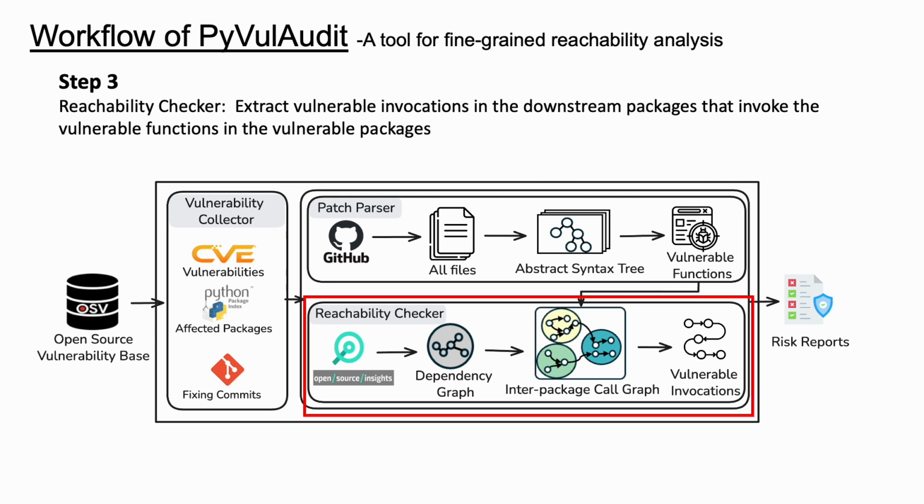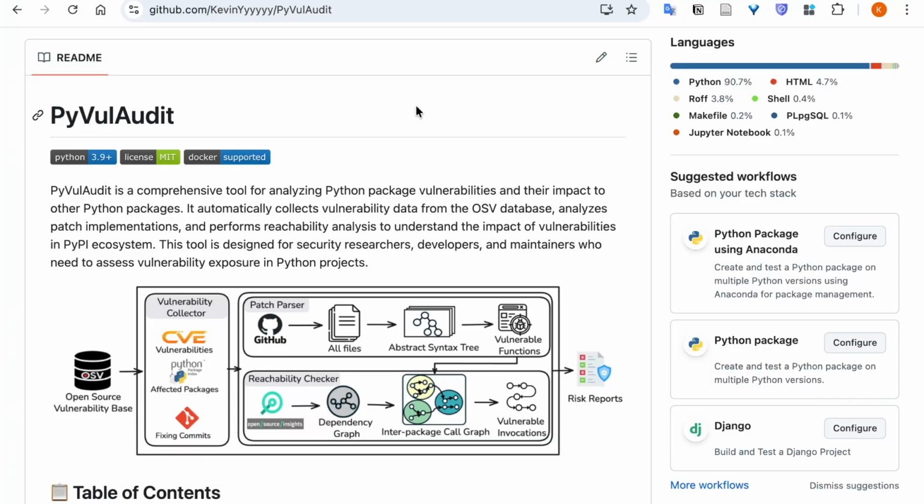In the last step, the reachability checker performs both package level and function level analysis. For each vulnerable package, it first retrieves dependents by using OSI API, then it installs them in an isolated Docker environment and constructs an inter-package call graph. Finally, it performs function level analysis to extract vulnerable invocations in the downstream packages.